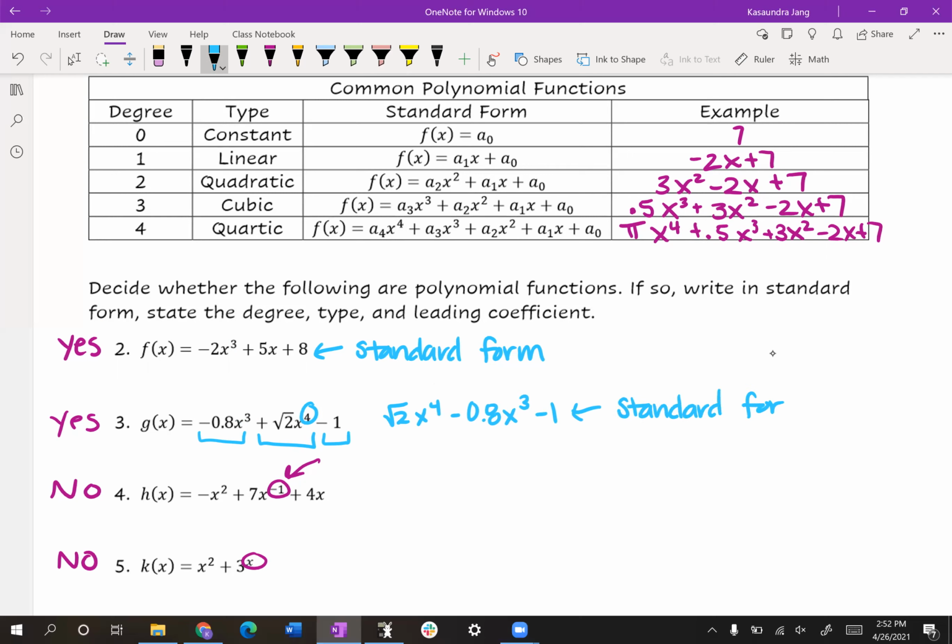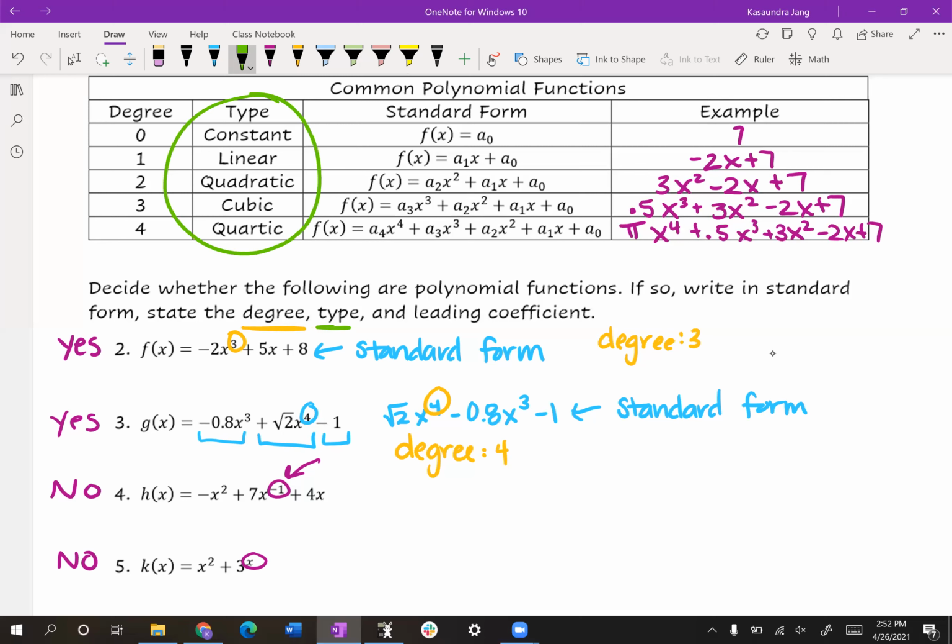And then they also need to state the degree, type, and leading coefficient. So the degree, this has to do with my highest exponent. So the degree, the highest exponent in this case, well, the highest exponent should be what they wrote first, which is true. So my degree in this case, highest exponent was 3. The other one, the degree in standard form, should be written first. So the degree in this one is, excuse me, not 3, a 4. Highest exponent of 4.